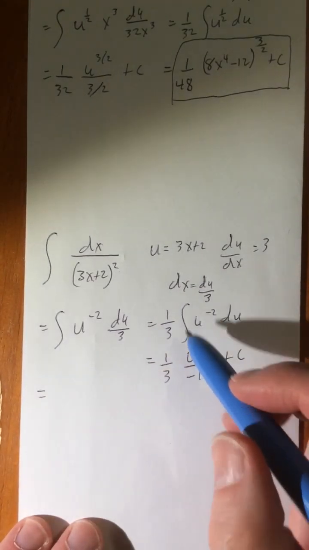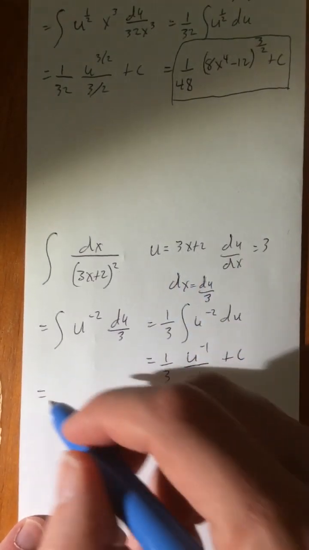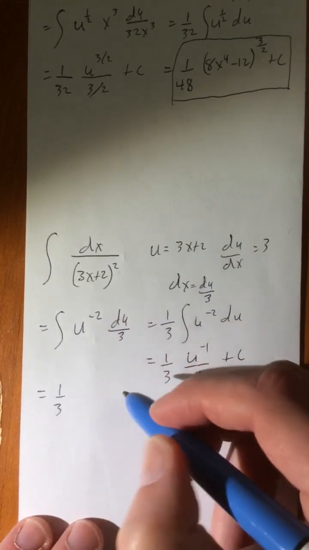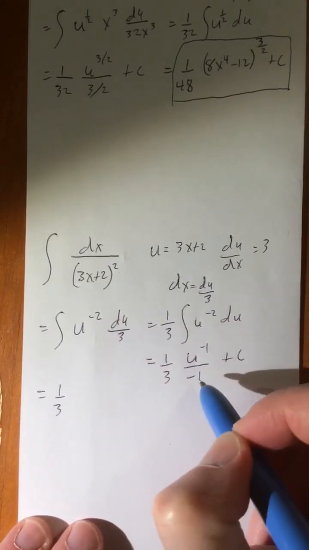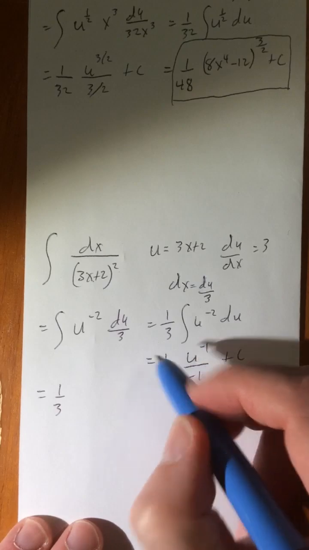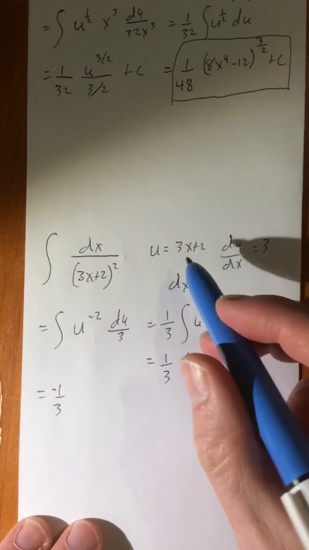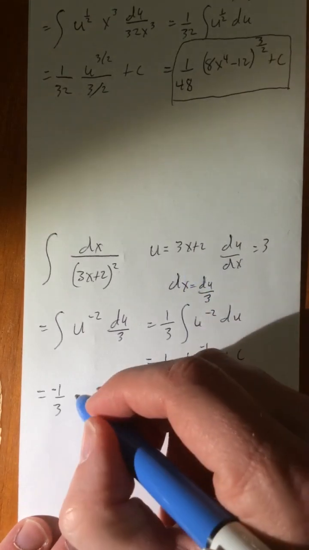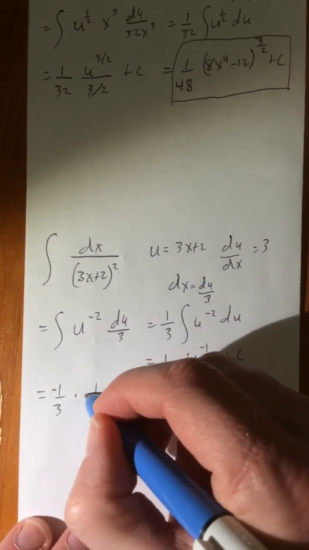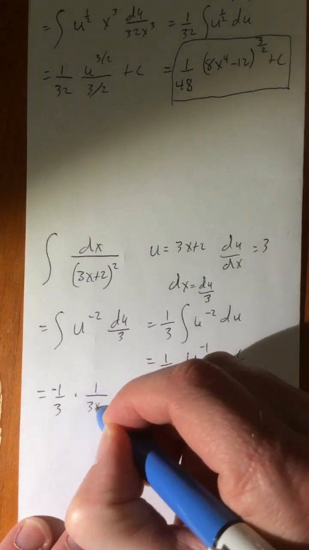We're going to back substitute. That's 3x plus 2. So we're going to have 1/3. Well, let's make it -1/3, right? We'll take the negative, put it here. So that's the negative there. And then we got 3x plus 2 to the -1st power. But that's really just the same as 1 over 3x plus 2 in the denominator.